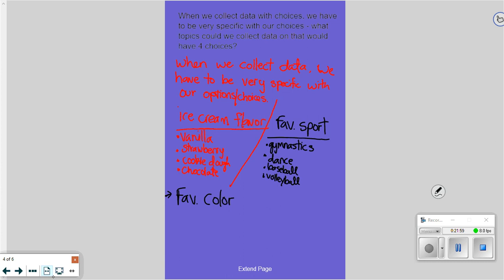What else could be a topic? We would give 4 options for favorite colors.